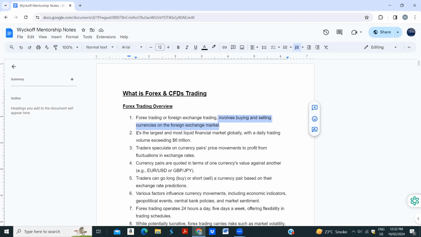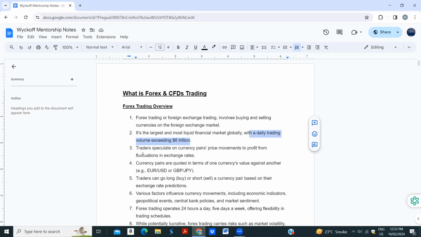Forex trading, or Forex, is the largest and the most liquid financial market globally, okay, with a daily trading volume exceeding $6 trillion. So the Forex market is the largest financial market in the world. It has a daily trading volume of $6 trillion, okay.